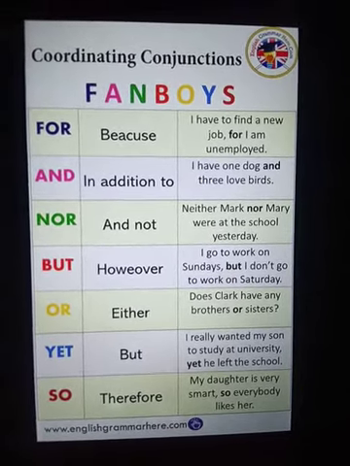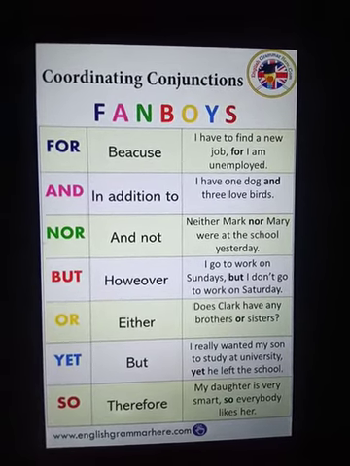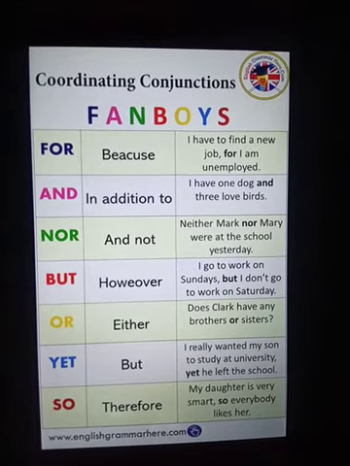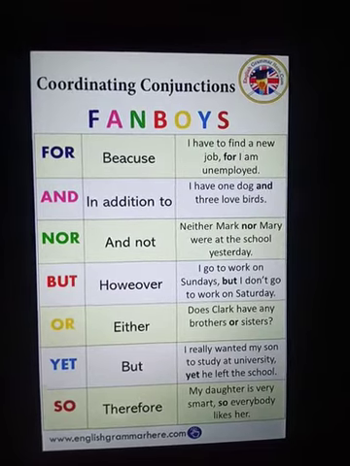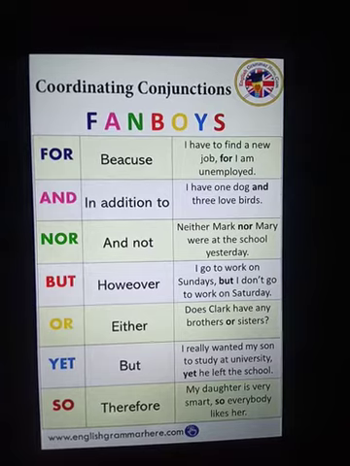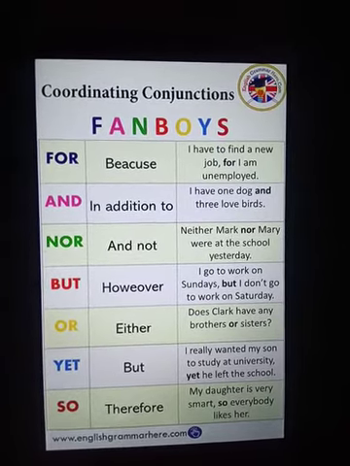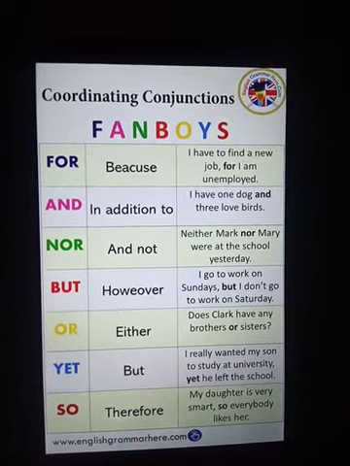Next is yet. Yet can also be used a little bit like but. I really wanted my son to study at university, yet he left the school. But he left the school, however he left the school, right? Two different things are there. One is the wish and the other thing is the reality, which is totally different from the wish. So we have used yet. We have already studied that it can be used as therefore.